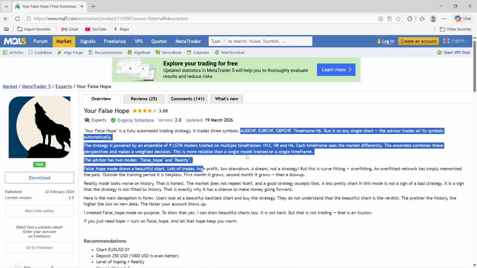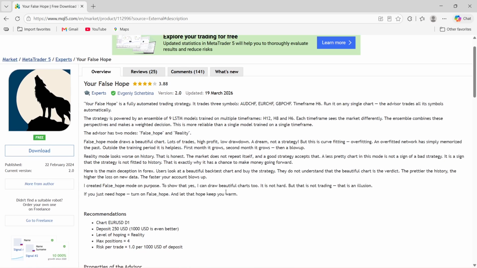You only need to attach it to one chart, and the EA will handle all three symbols internally, opening and managing trades automatically. Under the hood, the seller says the system is powered by an ensemble of 9 LSTM models, as you can see over here. These are long short-term memory neural networks, a type of recurrent neural network that's quite popular for time series forecasting.